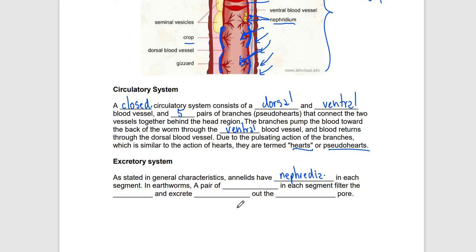And so these are basically dealing with metabolic waste that's coming out of the blood, right? So it's not coming out of the digestive system. So in earthworms, a pair of nephridia in each segment filter the blood and excrete nitrogenous waste. So you can think of it as like metabolic waste.